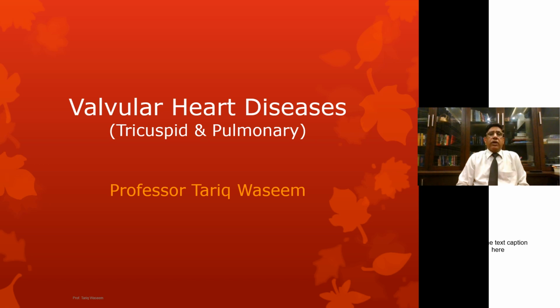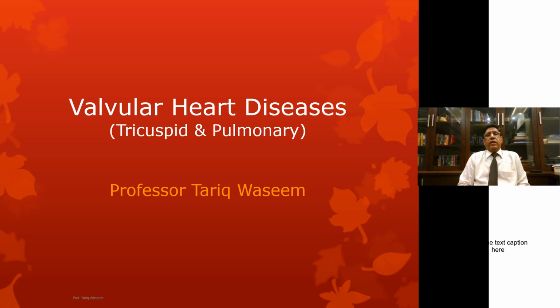Today's lecture is on valvular heart diseases. We have covered so far aortic valve disease and mitral valve disease. Though uncommon, tricuspid and pulmonary valve disease is also sometimes seen. Most of the time, it is secondary to either left heart disease or maybe lung disease, but it's equally important to recognize these features. We'll be covering tricuspid stenosis and tricuspid regurgitation. Similarly, pulmonary stenosis and pulmonary regurgitation, although less common.